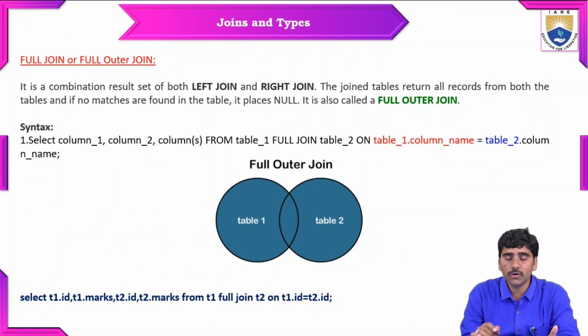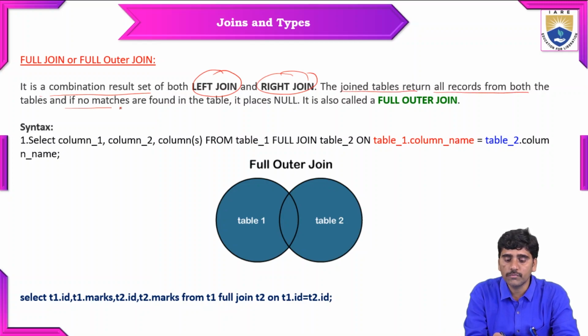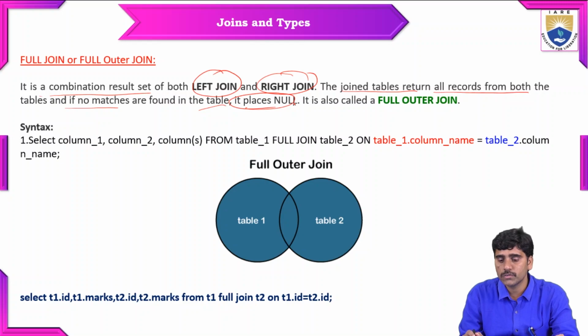The next one is full join or full outer join. It is a combination result set of both left join and right join. The joined tables return all records from both tables, and if no matches are found in a table, it places null. So it is also called full outer join.